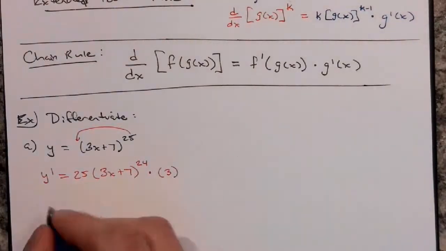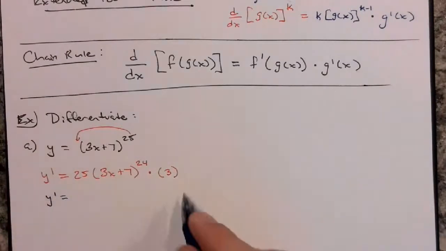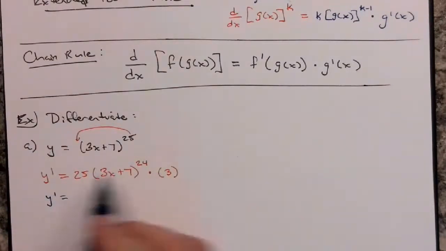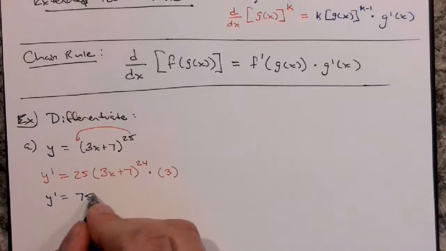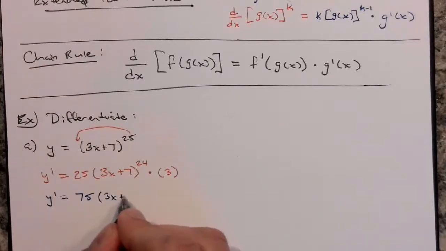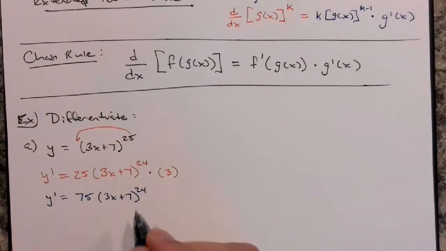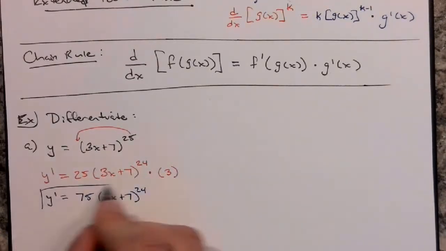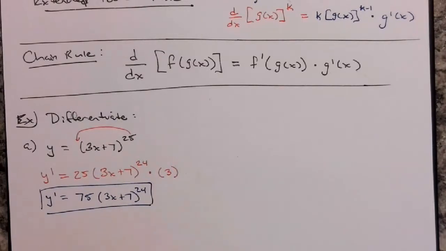Now you can simplify this, and to simplify this, you can multiply the coefficients together here. So 3 times 25 will give you 75 times 3x plus 7. This is all raised to the 24th power. You can't distribute 75 into here because there's a power out here other than 1. The only time you could distribute in is if you don't see a power here, unless the power is 1. So this is it. This is the answer for the first derivative.